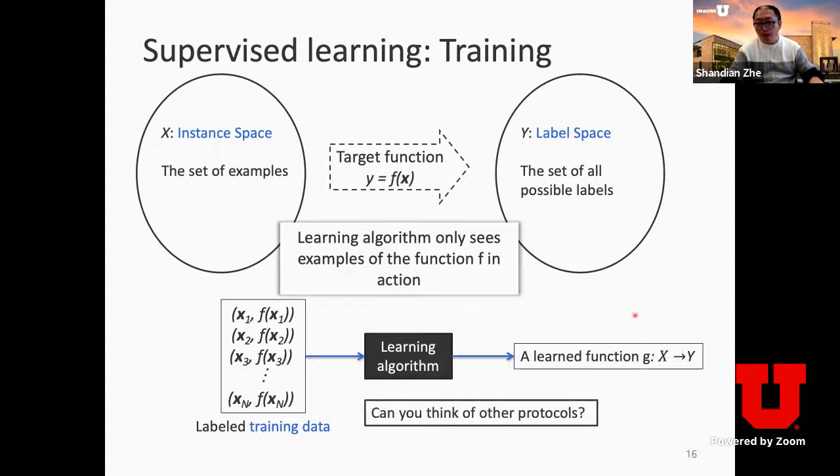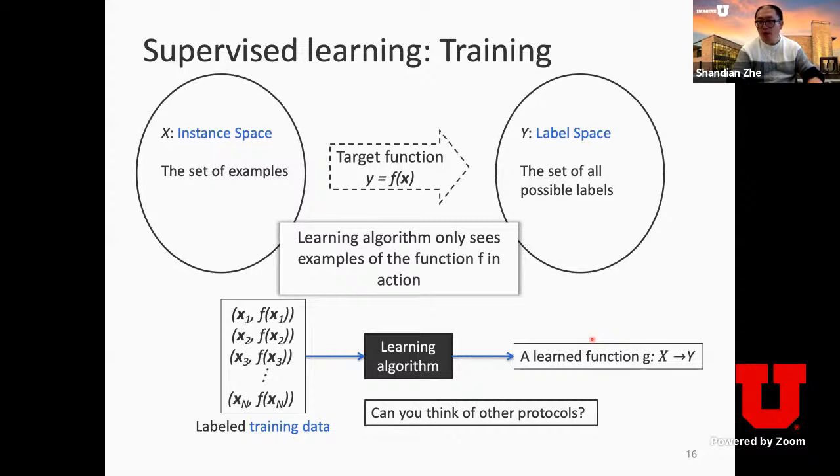And then if this learned function g is very close to the target function f, we can say this learning is quite successful, right? Ideally, we would like our g to be exactly the same as f, but we'll see that in practice this is really infeasible. So all these things, instance space, label space, target function, labeled training data set, and a learning function, define the protocol of supervised learning.